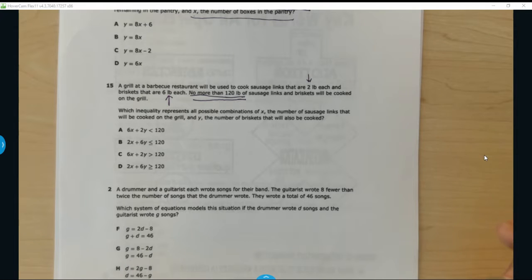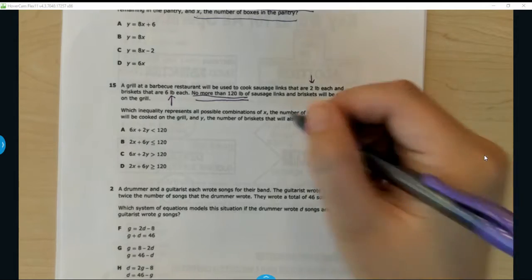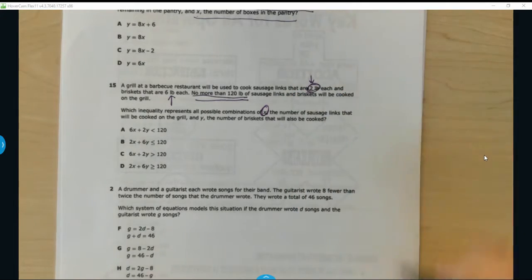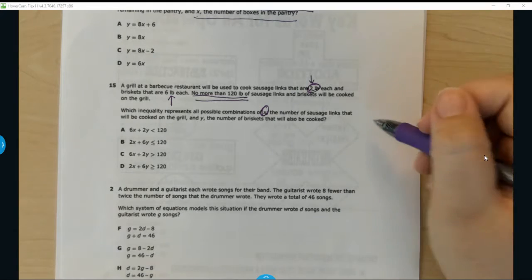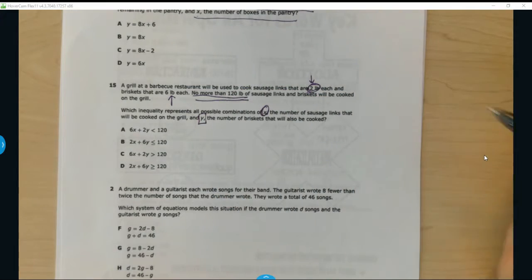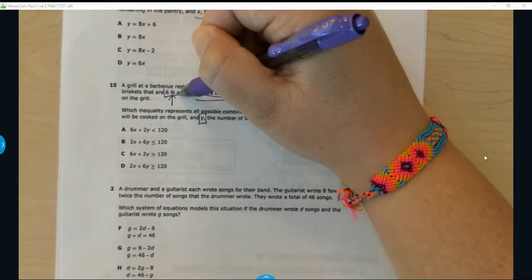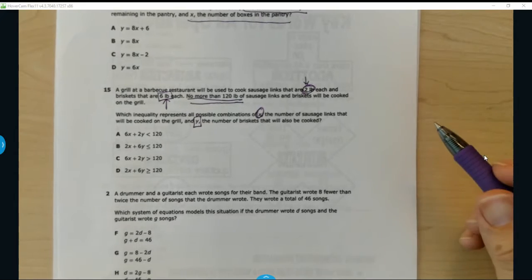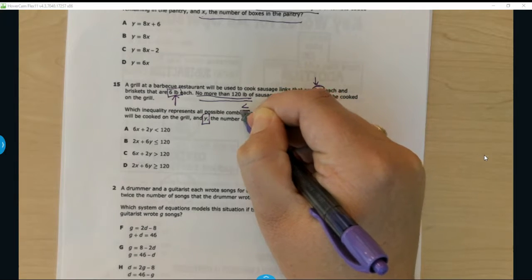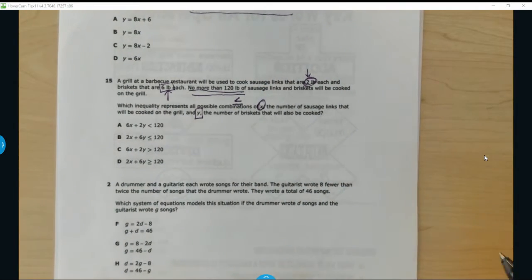Which inequality represents all possible combinations of x, the number of sausage links, that will be cooked on the grill, and y, the number of briskets? So x needs to go with 2. And then y is going to be going with the 6-pound briskets. And those all need to add up to be no more than. So you're thinking less than or equal to, because it just says no more than. So those would be your keywords in that one.